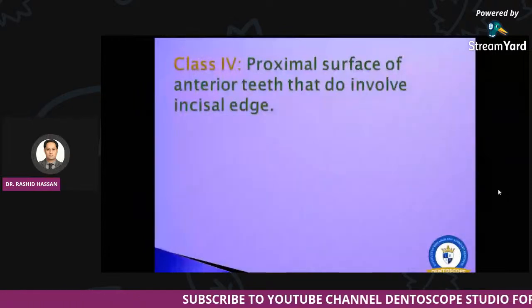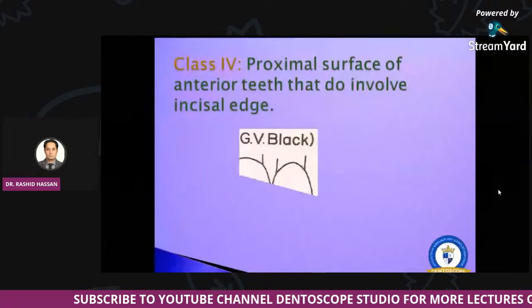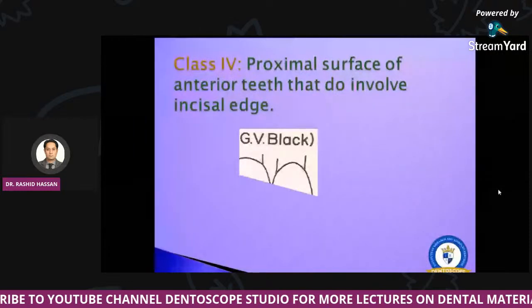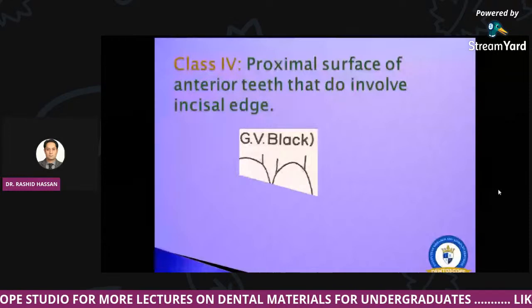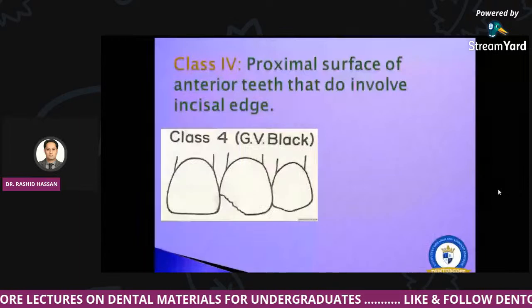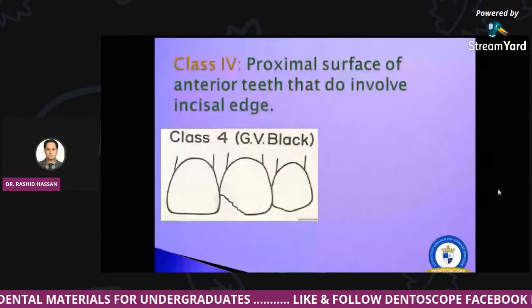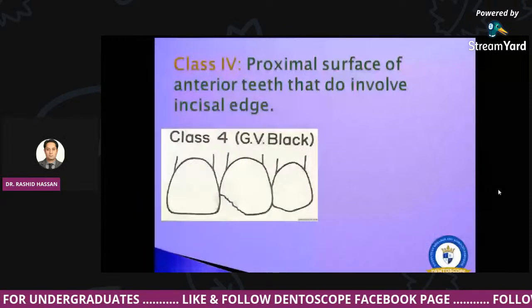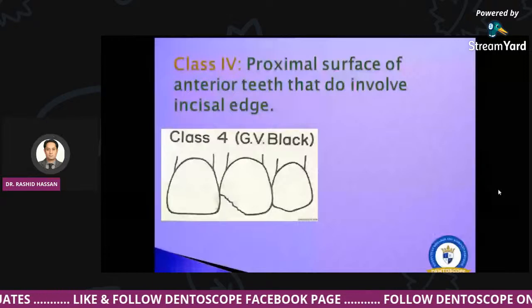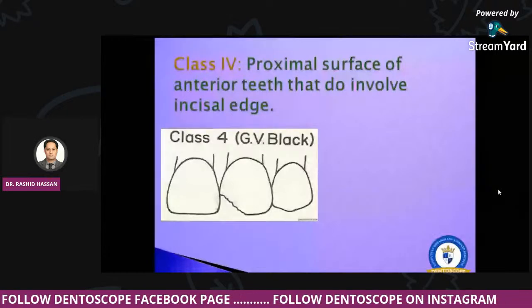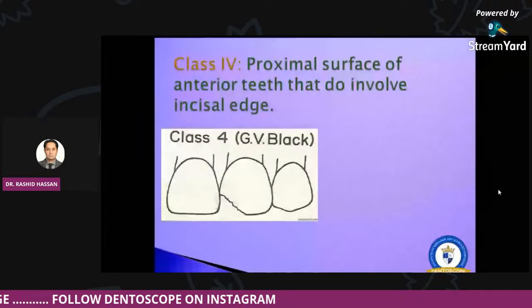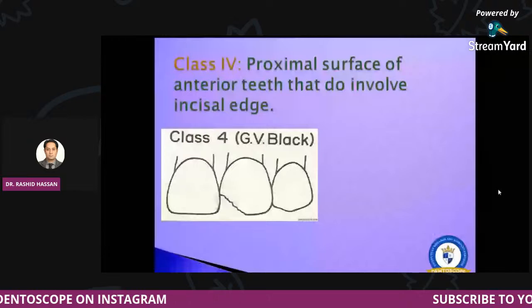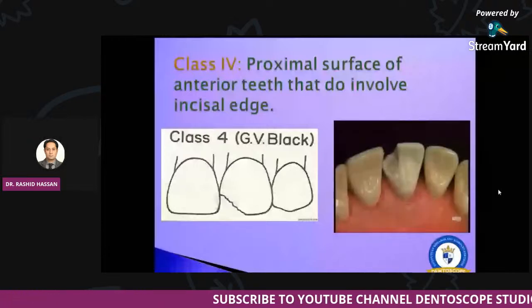Then coming to class 4, it is at the proximal surface of the anterior teeth that do involve the incisal edge. You can say it is the advancement of class 3, where only one side was involved but the incisal edge was intact. But here the proximal as well as the incisal edge both are involved, so it is class 4. This is the clinical picture of class 4 cavity.